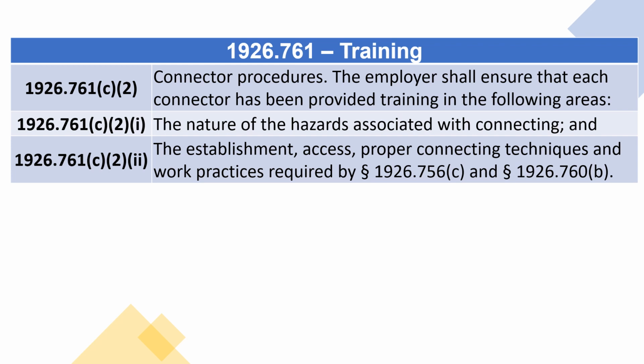1926.761 C2. Connector procedures. The employer shall ensure that each connector has been provided training in the following areas. C2 1 through C2 2. The nature of the hazards associated with connecting, and the establishment, access, proper connecting techniques and work practices required by Section 1926.756 C and Section 1926.760 B.